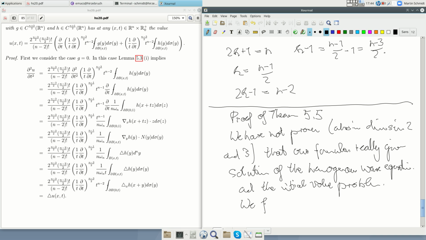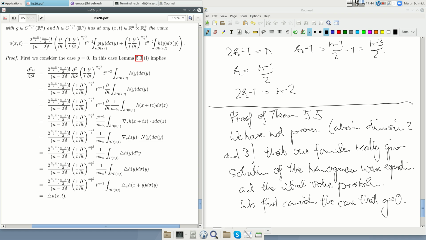So we first consider the case that G is 0. Then we only have this term. And now we show independently that this term alone solves the homogeneous wave equation. So let's do the calculation. We calculate the second derivative. So we have this factor in front, then we take the second time derivative. Of course, the second time derivative commutes with this. Okay, so we have this formula.